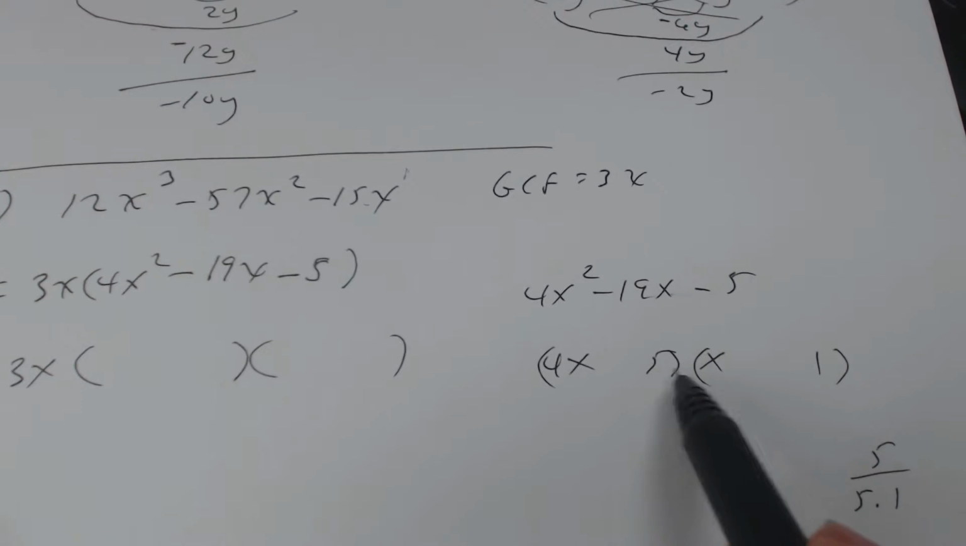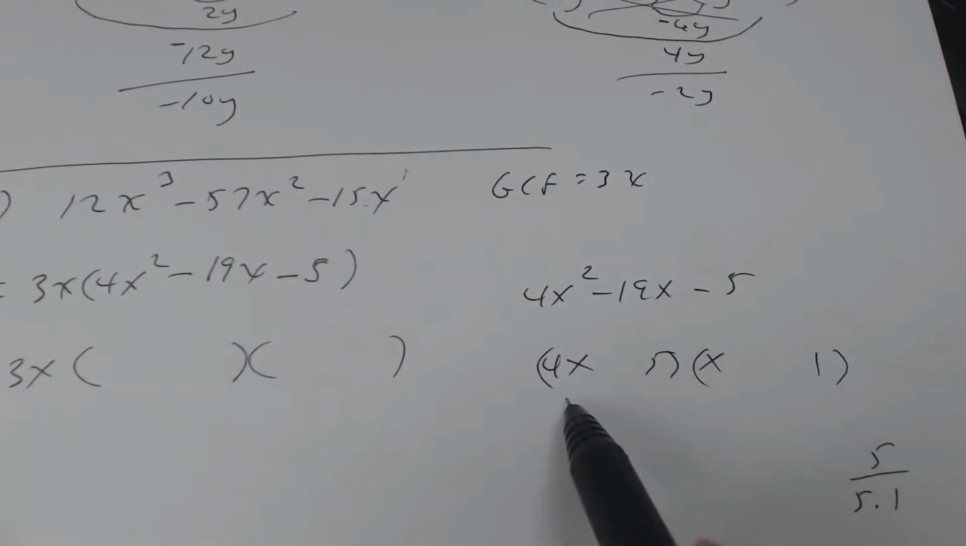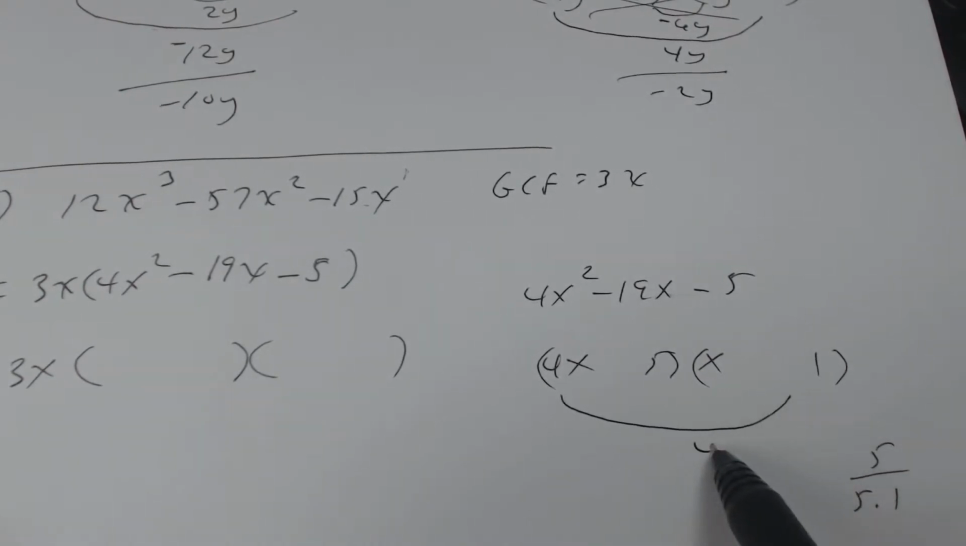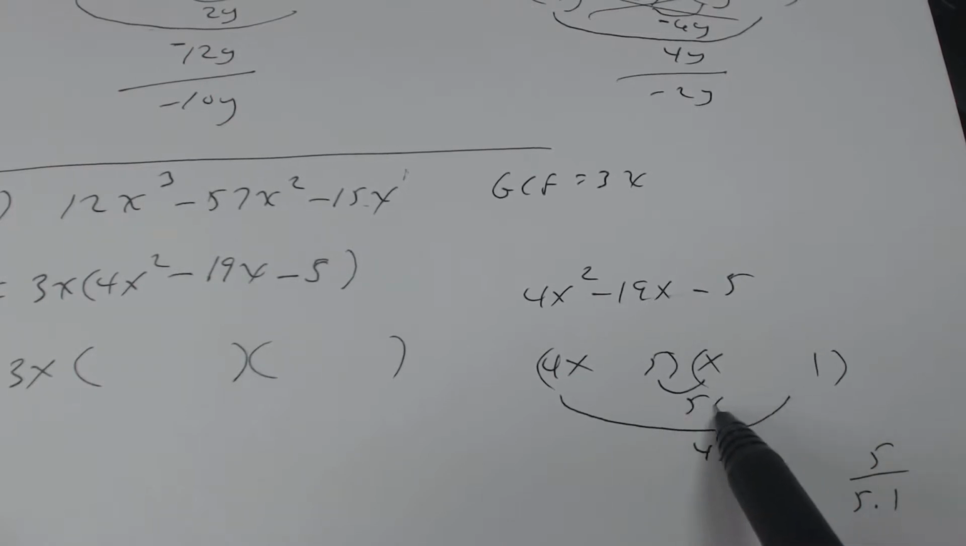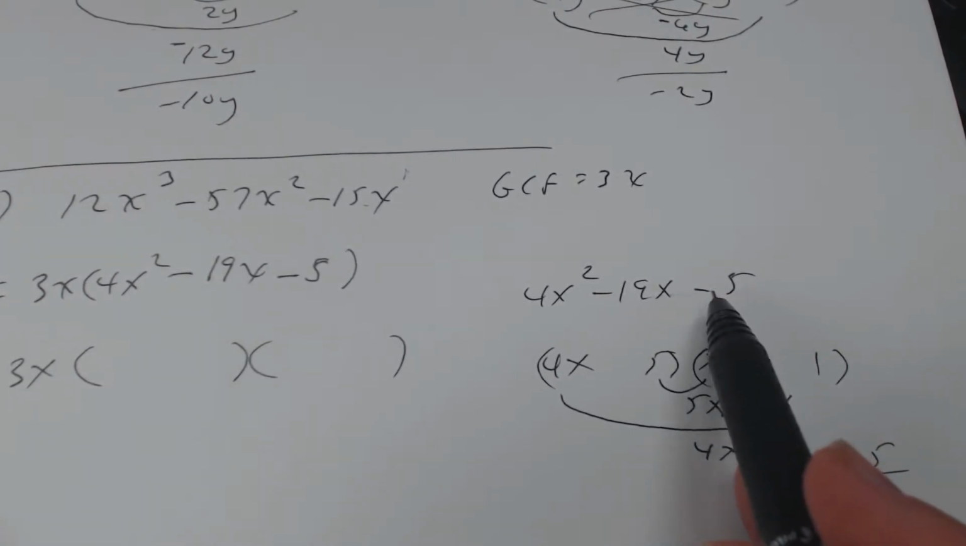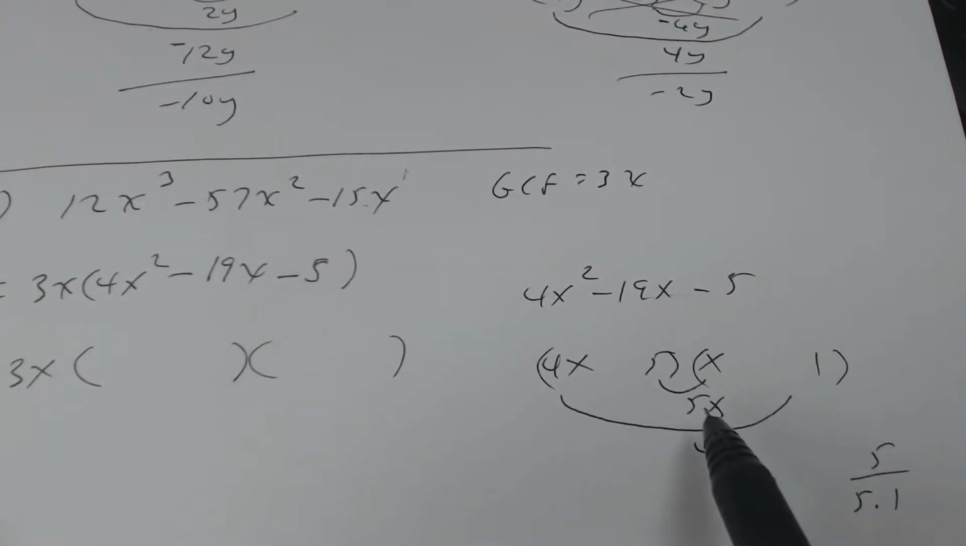So let's see if these are the correct order of these terms. The outer is 4x, the inner is 5x. Remember, the last sign is negative, so that means one's positive, one's negative. The larger of these, the 5x, takes that middle sign. And right away you know that's not correct, because negative 5x and 4x is a negative x, and I needed a negative 19.